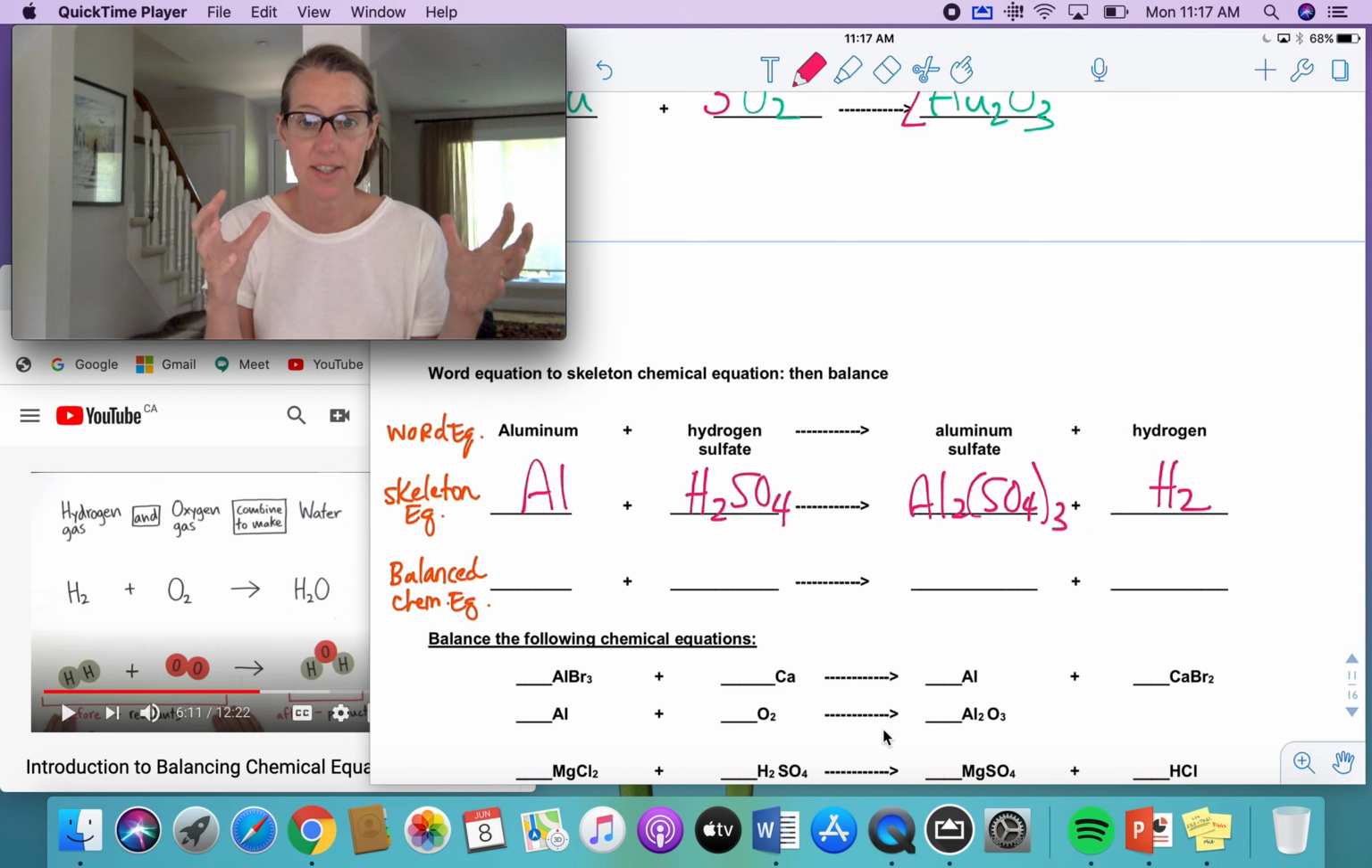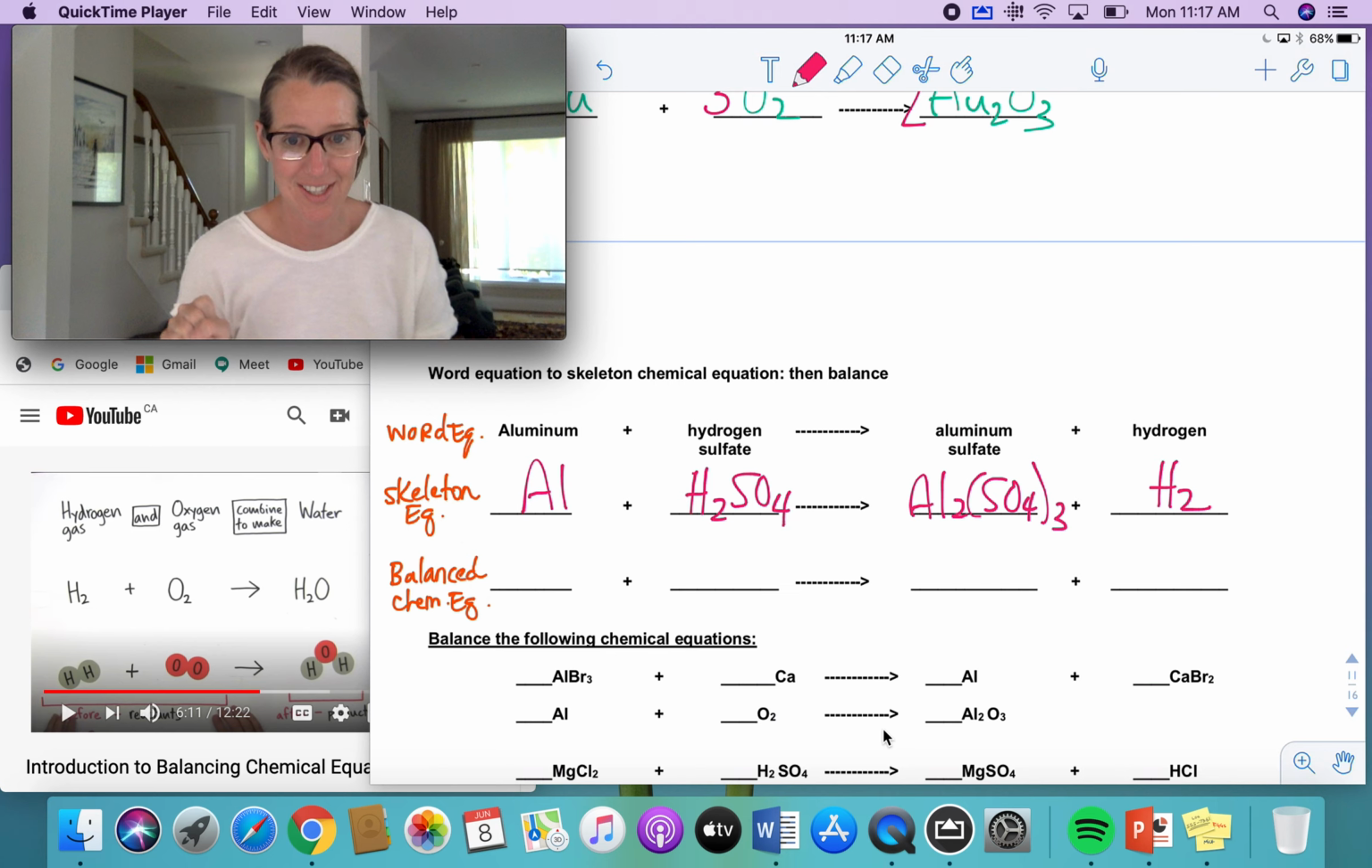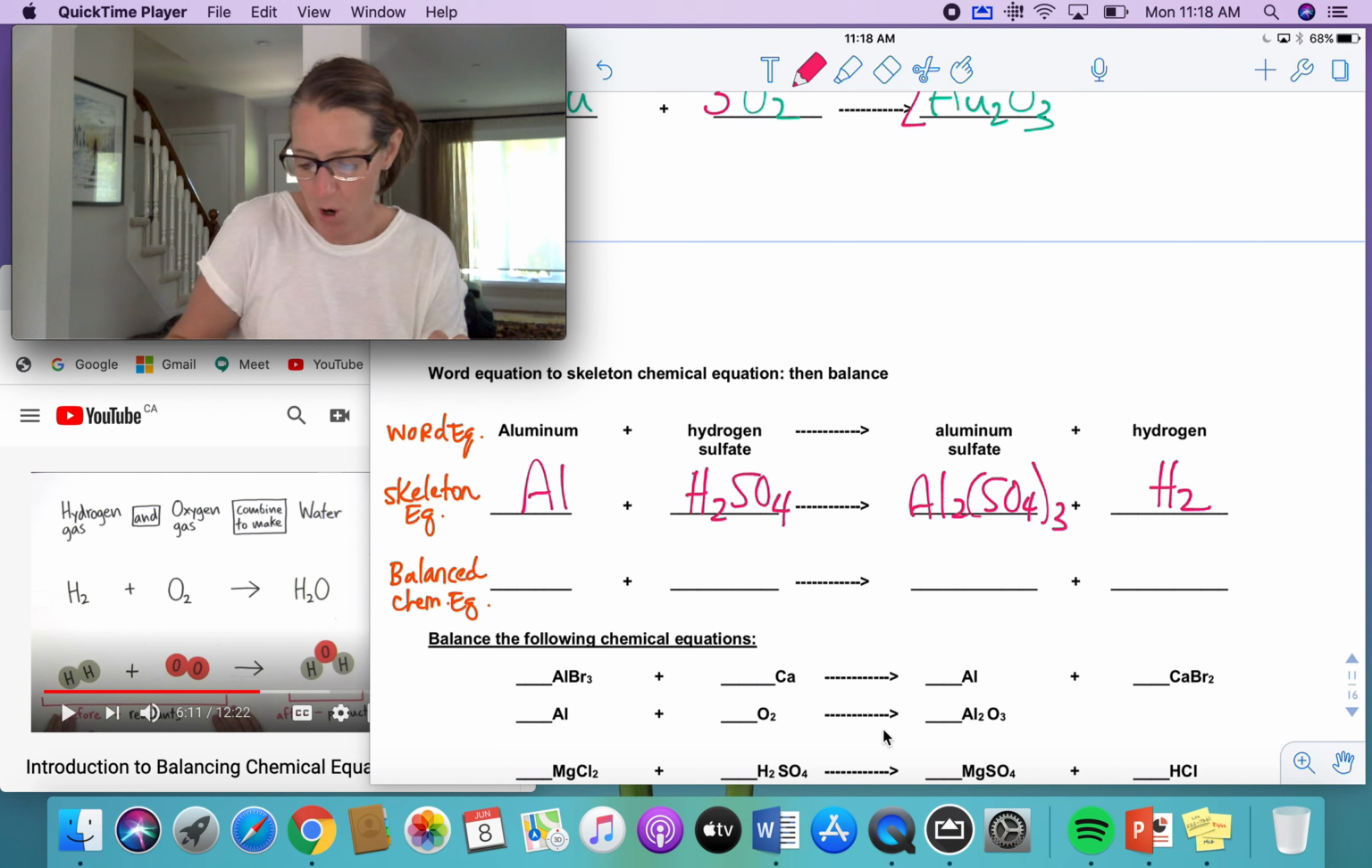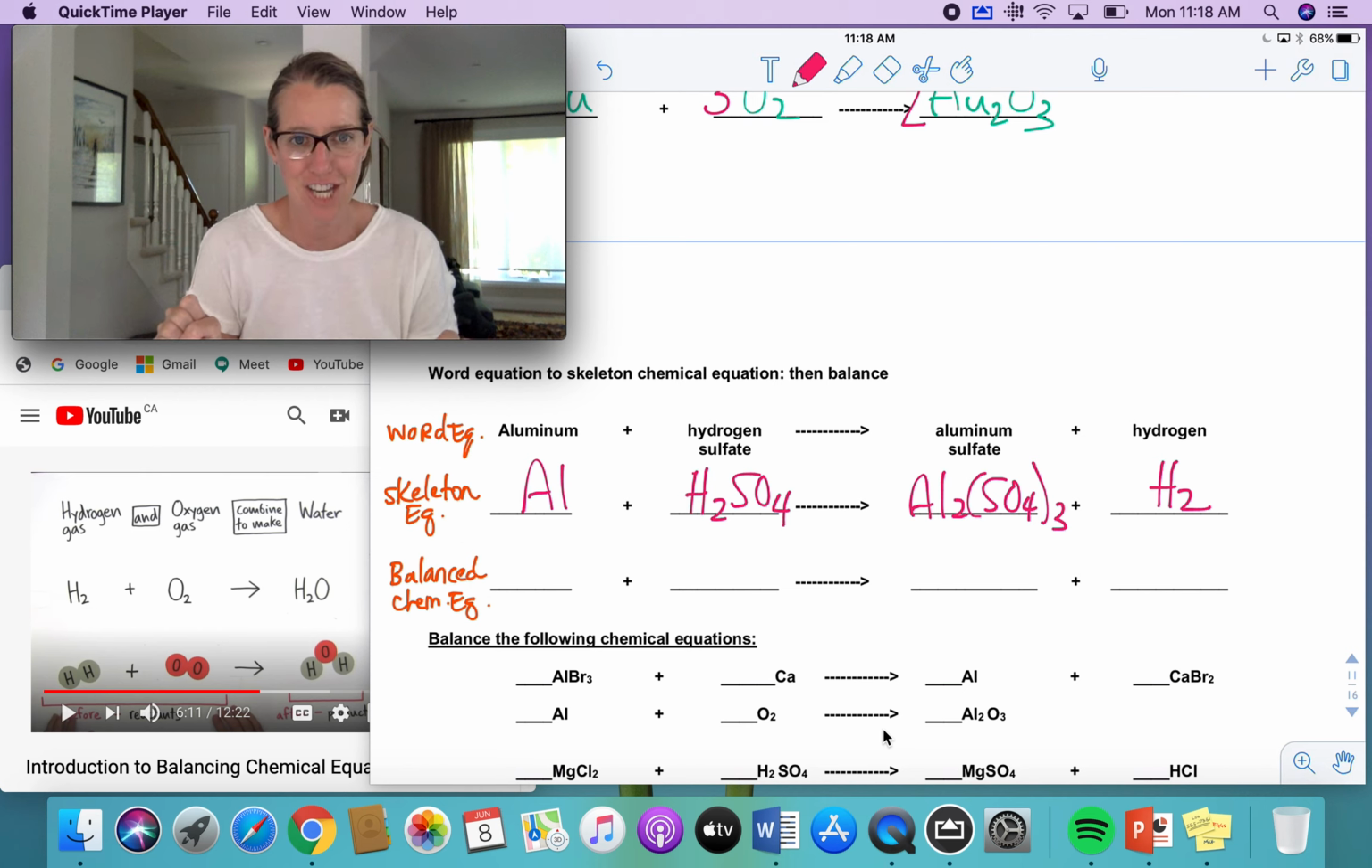If you can't balance or if you can't write your formulas, go back and do some more practice on your nomenclature. Now that I've got this, I'm going to leave my aluminum to the end because I've only got one on the reactant side, and I've got whatever is going to happen on the product side. I'm going to leave my hydrogens to the end as well because hopefully I can put whatever coefficient I need in front of my hydrogen gas on the product side.